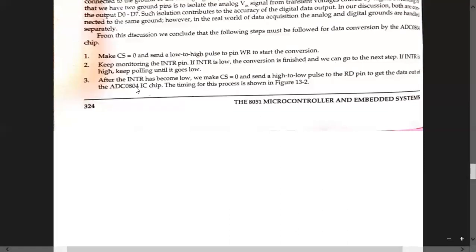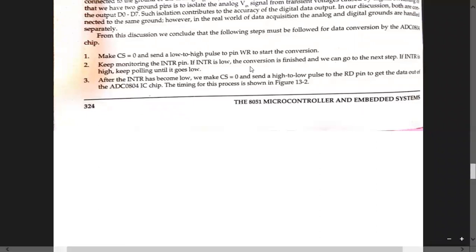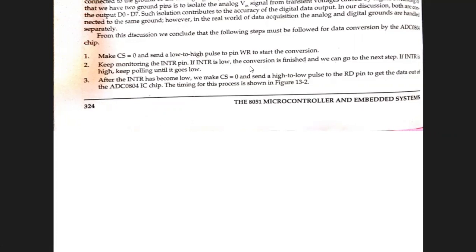Got it? So these are the three steps to be followed for the ADC conversion. With the steps only, we are going to see the program further. So can you say the steps again? Somebody can say the steps. Manisha?